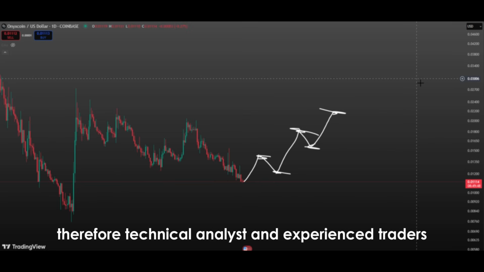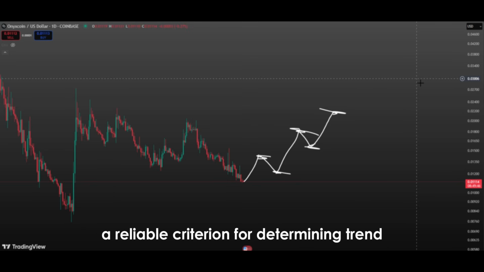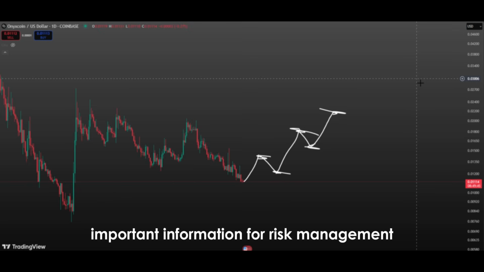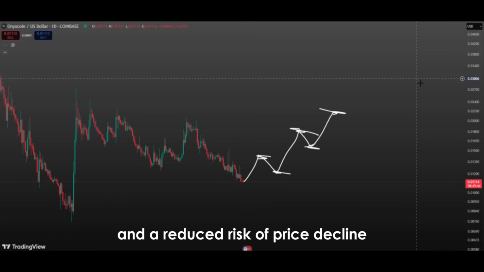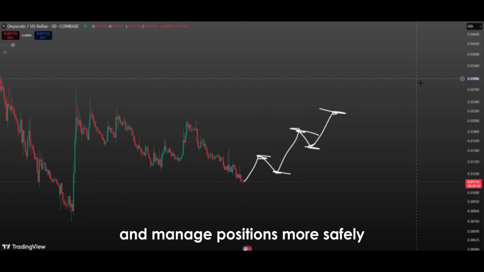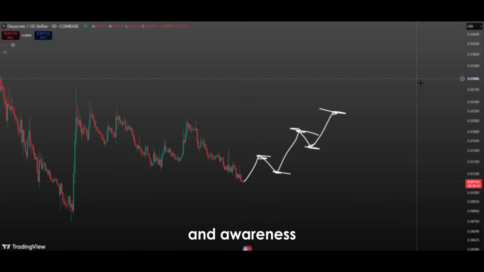Therefore, technical analysts and experienced traders consider the higher low and higher high structure a reliable criterion for determining trend direction and strength. Additionally, this formation provides important information for risk management. Higher lows and higher highs indicate limited pullbacks and a reduced risk of price decline. This allows investors to set stop-loss levels more accurately and manage positions more safely. Continuation of the trend in this manner enables investors to make buying decisions with greater confidence and awareness.